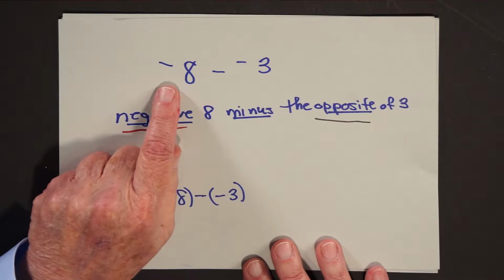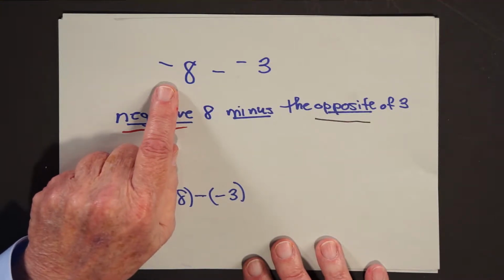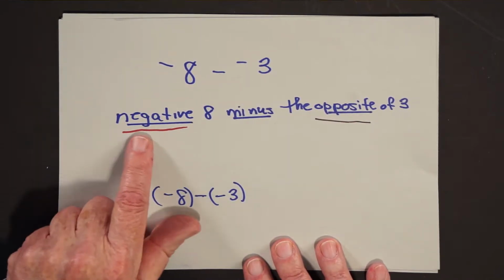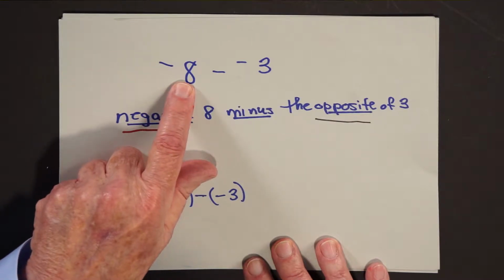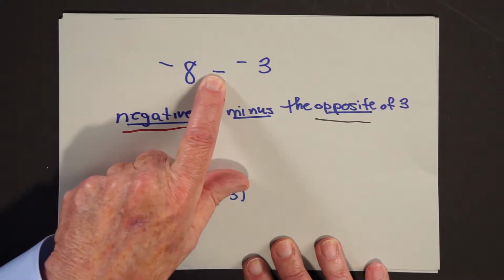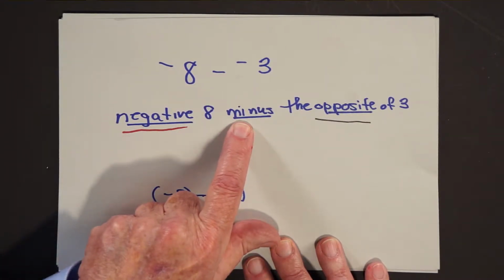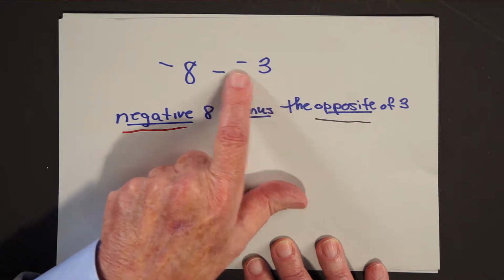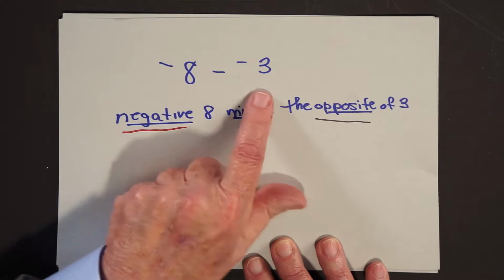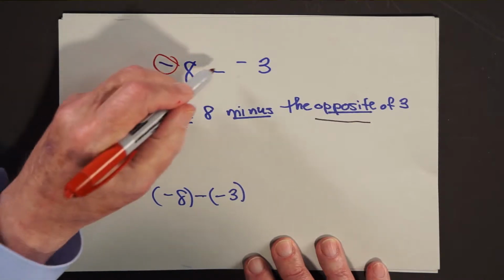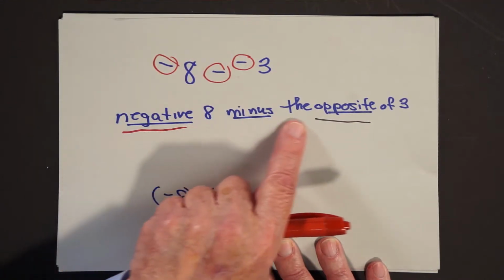If I read this sloppily, it's minus 8 minus 3, which sounds sort of like a tongue twister. What I should really read it as is negative 8. Now I'm subtracting. The word that indicates subtraction is minus. So it's negative 8 minus, and what is this? This is not minus 3, it's the opposite of 3. Remember? So in other words, here's the same symbol used in 3 different ways. And so you can see why language is so important when we're teaching this to the students.